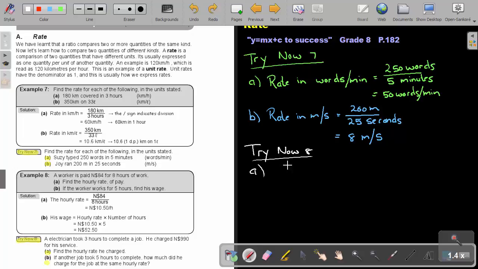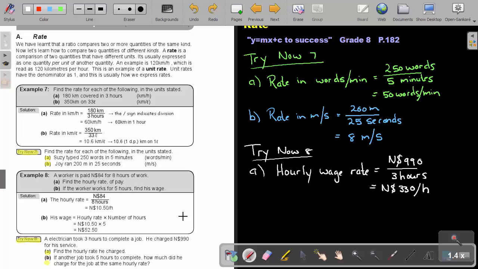So basically, we're just going to say, if we want the hourly wage rate, that means per hour, then we just take the money, 990, and we divide it by the 3 hours. And that will give me a rate of 330 Namibian dollar per hour.